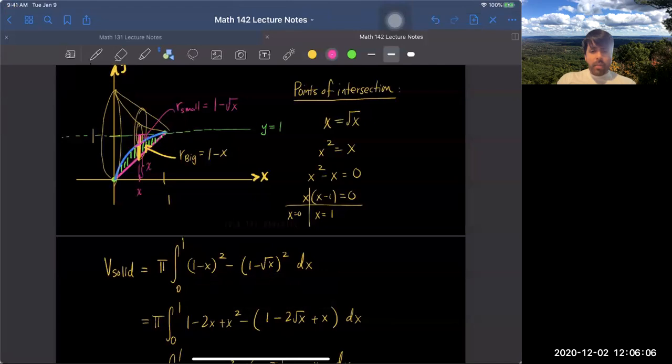Yeah, Samantha, R big would be the one furthest from the axis of revolution. That's right. The bigger radius is represented by what's farthest away from the axis. So that's why it's so important to understand what my axis of revolution is. In this case, my axis of revolution is y equals 1. So that's my center, and that's why the pink is farthest away. If my axis of revolution, however, was the x-axis, the pink would be the closest. So it's all about the perspective. Where do you view it from? What's your perspective? Okay.